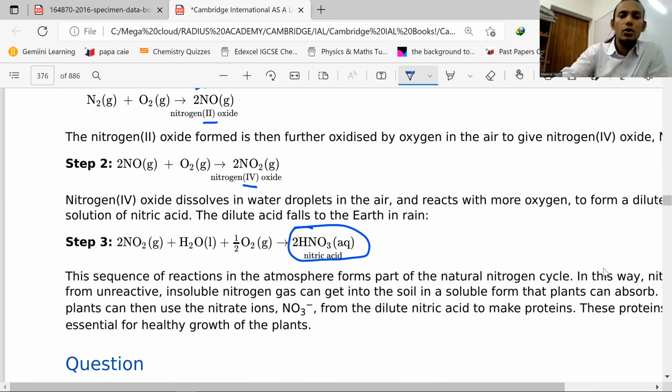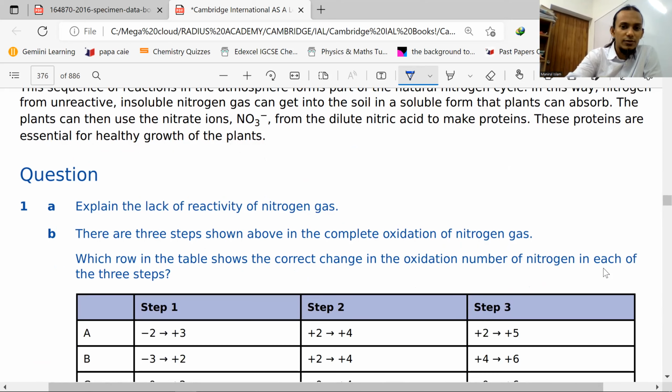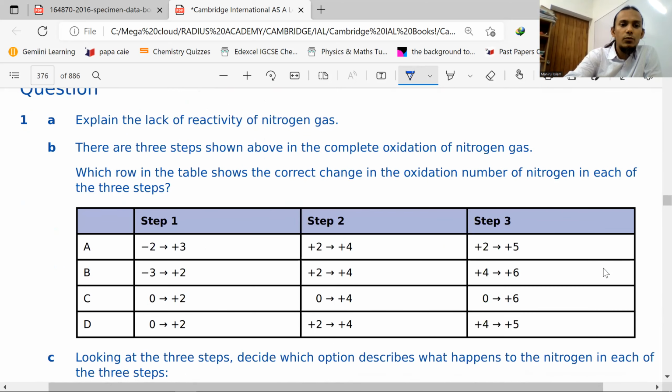Is it clear? Sir, in the specification, this chapter is called nitrogen and sulfur. Nitrogen and sulfur, because there's a very little amount of it. Okay, so question number 1 you will do.